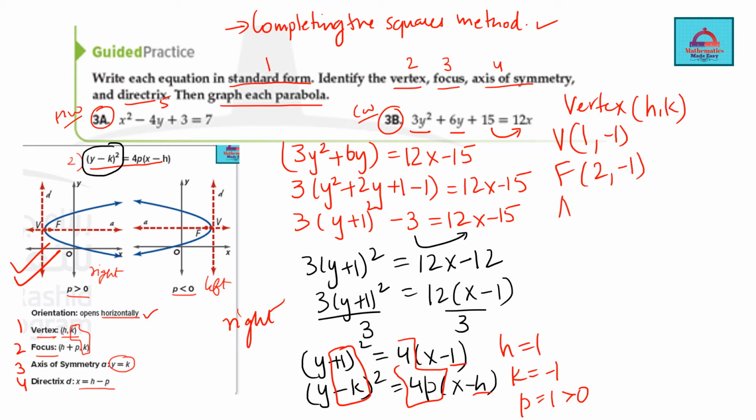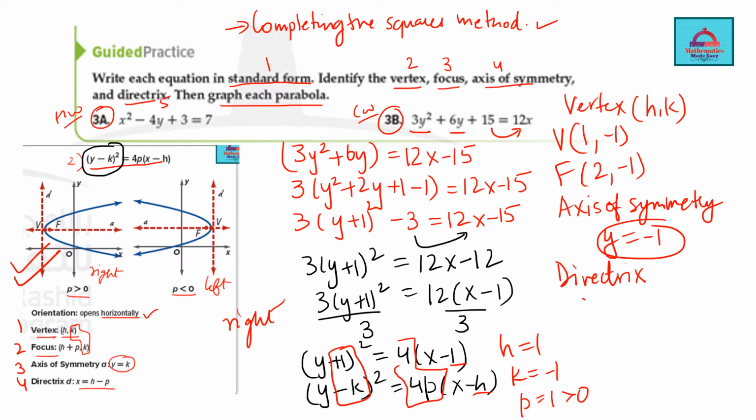Then axis of symmetry would be y equal to k, which is y equal to minus 1. Directrix would be x equal to h minus p. So h minus p is 0. That means x equal to 0. So that means the y-axis becomes the directrix.